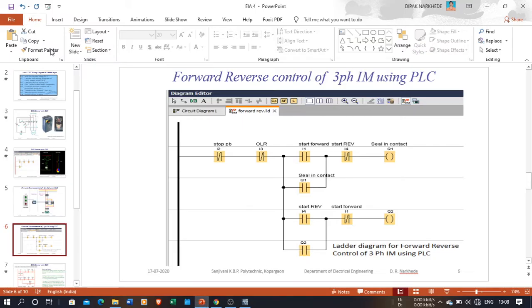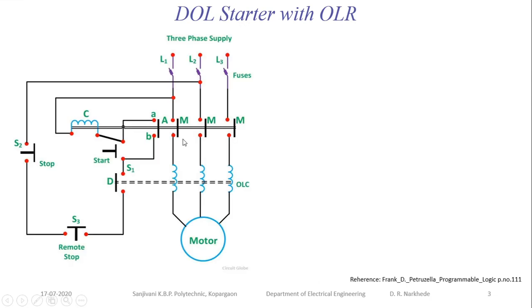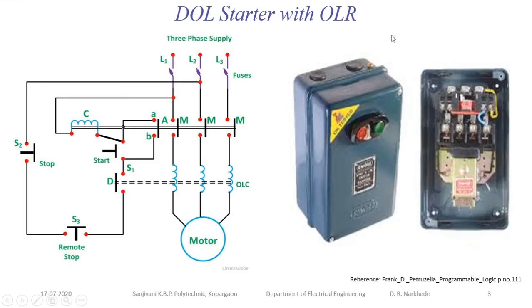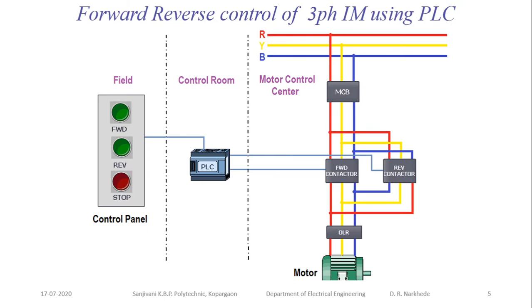Okay, hello friends. In the previous lecture, we discussed the working of the dual starter: its application, and how the ladder diagram is created in the Logosoft software by using the various relay logic instructions. Today we are going to discuss the forward reverse control of a three-phase induction motor using PLC.